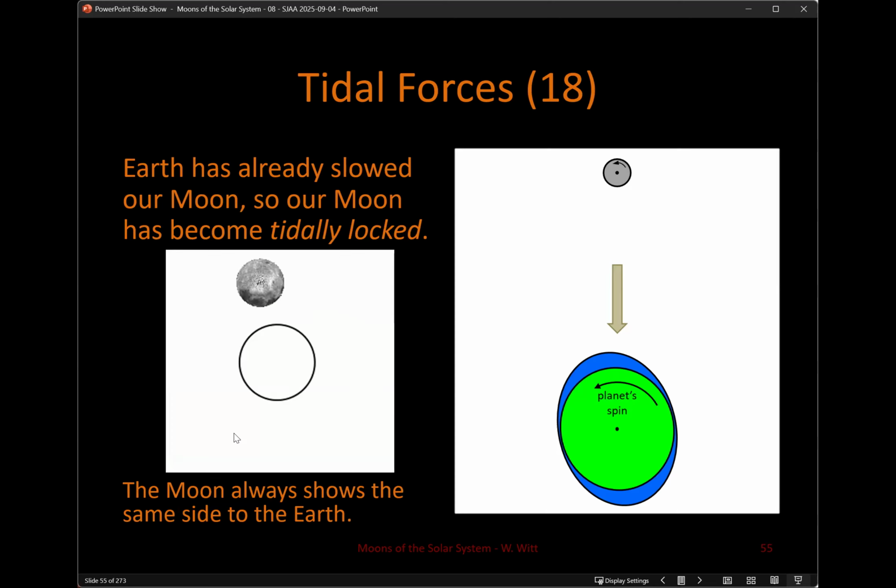And this has already happened in our system here with the Earth, right? The Earth has already slowed down our moon's spin. So our moon has become what we say is tidally locked. The moon is always showing the same side to the Earth. And it's kind of in this animation here, right? You can see that, let's say the center here is the Earth, it's always looking at the side of the moon that has these dark spots on it. So as the moon orbits, it's always showing the same face to the Earth. And that's because over time, the tidal forces have caused the moon's rotation to slow to the point where it actually became what we call tidally locked.